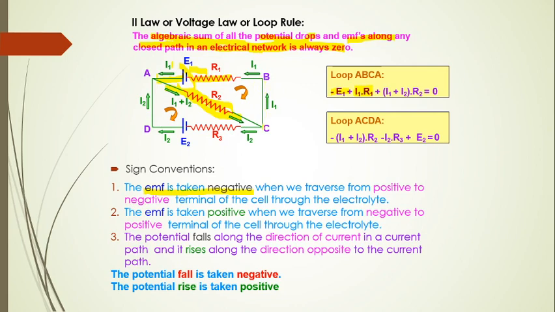Then move to this point C. There is no resistance in this path. And again, we are moving opposite to the direction of current across R2, and the current through this R2 is I1 plus I2. So again, opposite to the direction of current is taken as positive: I1 plus I2, R2, equal to 0. So this is the equation for one closed path, applying the sign convention. Similarly, we can select another loop, A, C, D, A. This is the closed loop.